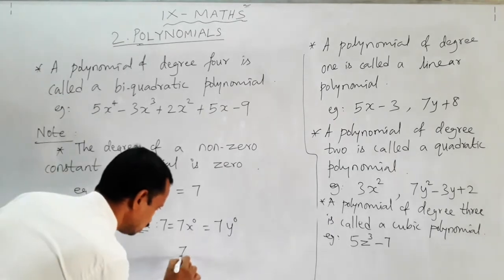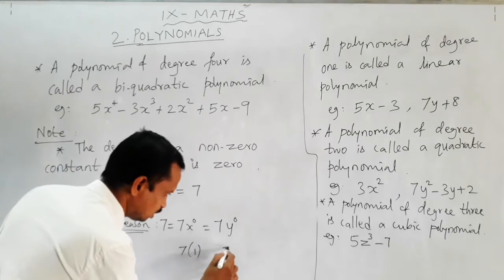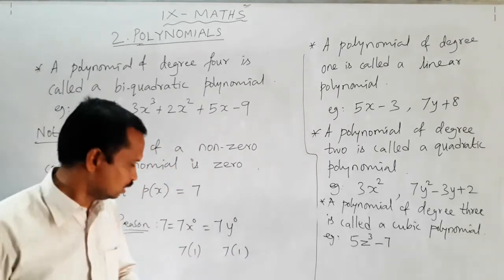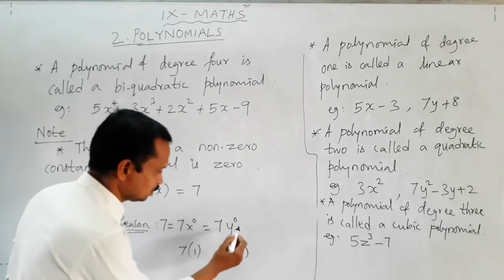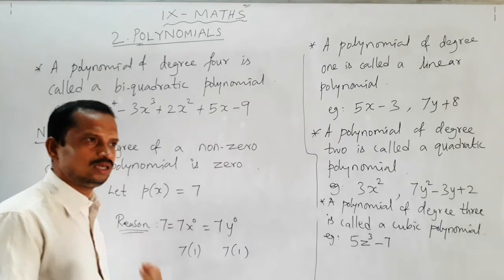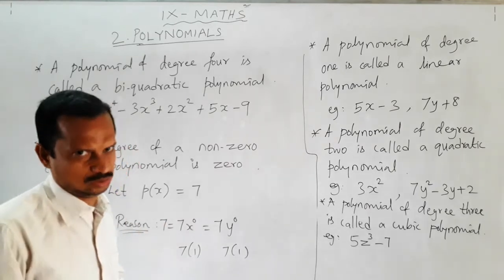So this is 7 into 1. This is 7 into 1. Y power 0 is 1. So anything power 0 means 1. So we can write in any way. Yes or no? Any way you can write. So any variable you can use, but the exponent should be 0.